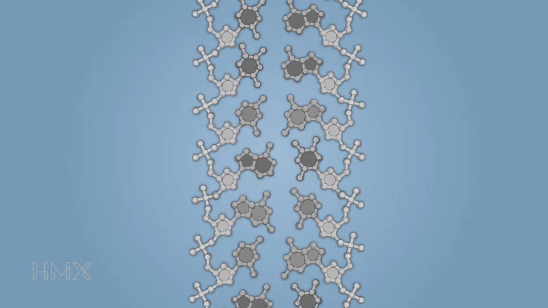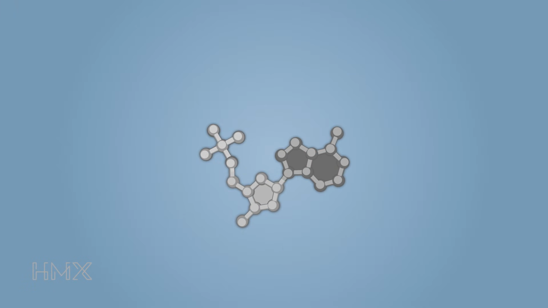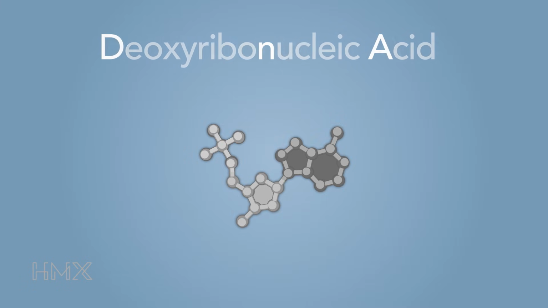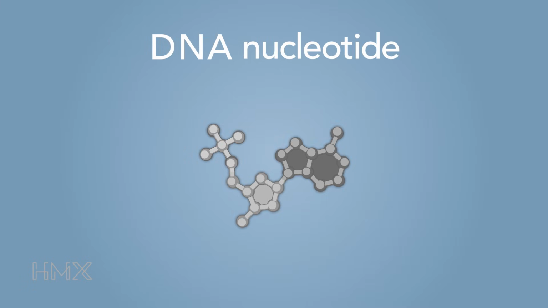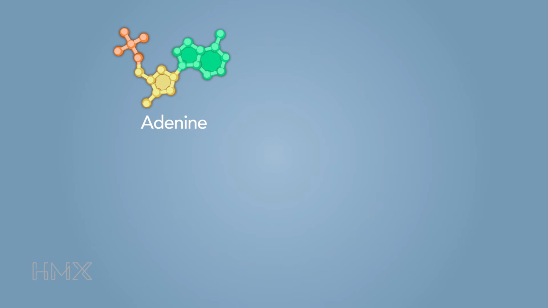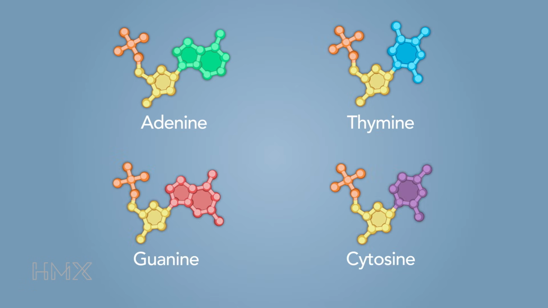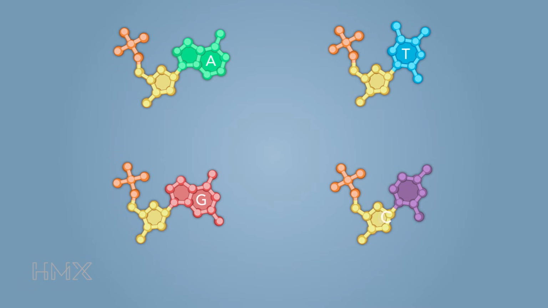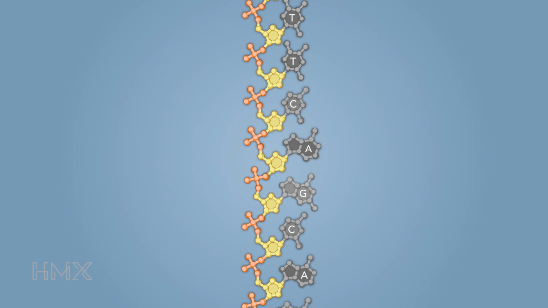Let's zoom in to the smallest genetic unit, a single nucleotide of deoxyribonucleic acid, or DNA. A DNA nucleotide is composed of sugar and phosphate groups, and one of 4 nitrogenous bases: adenine, thymine, guanine, and cytosine, annotated in shorthand as A, T, G, and C. The sugar and phosphate groups form the DNA structural backbone, allowing nucleotides to concatenate into a long single strand of DNA, while the bases determine DNA sequence.